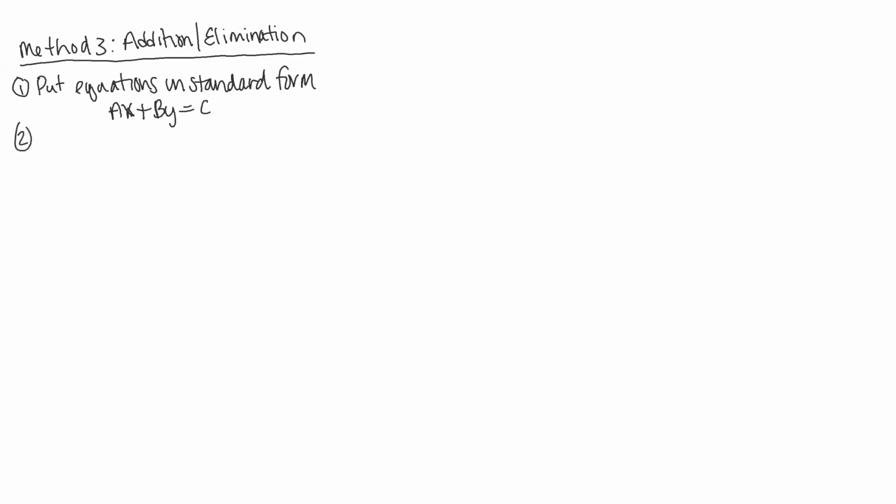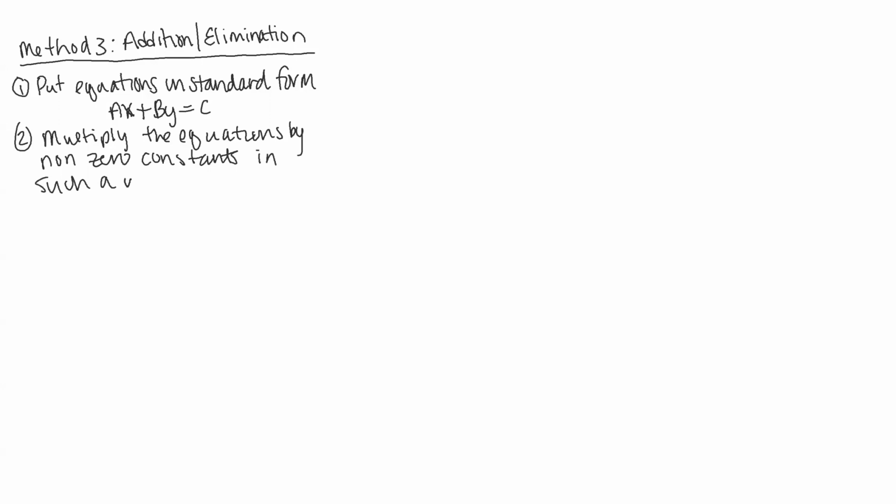And then step 2, it depends on the system. Sometimes you don't have to do step 2 at all. Sometimes you do step 2 to one equation. Sometimes you do step 2 to both equations. It varies greatly, but you want to multiply the equations by non-zero constants in such a way that the coefficients on one variable are opposites.